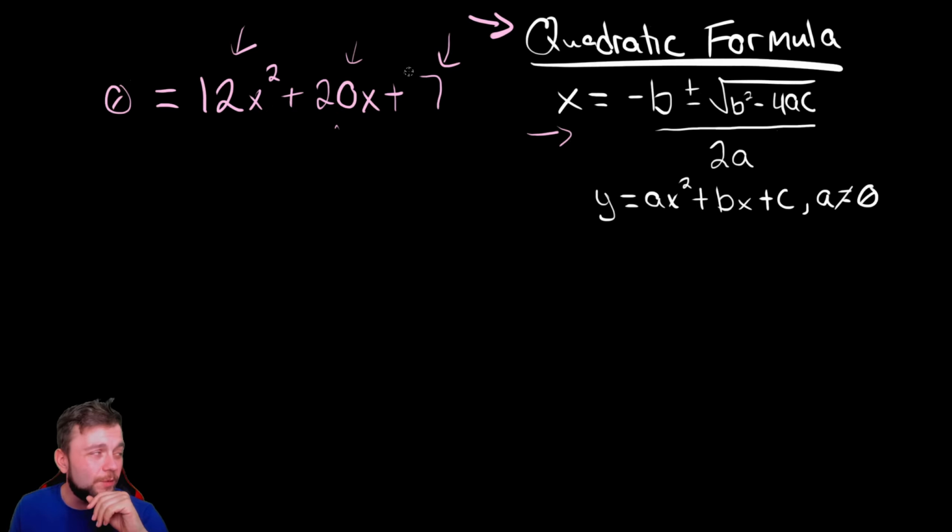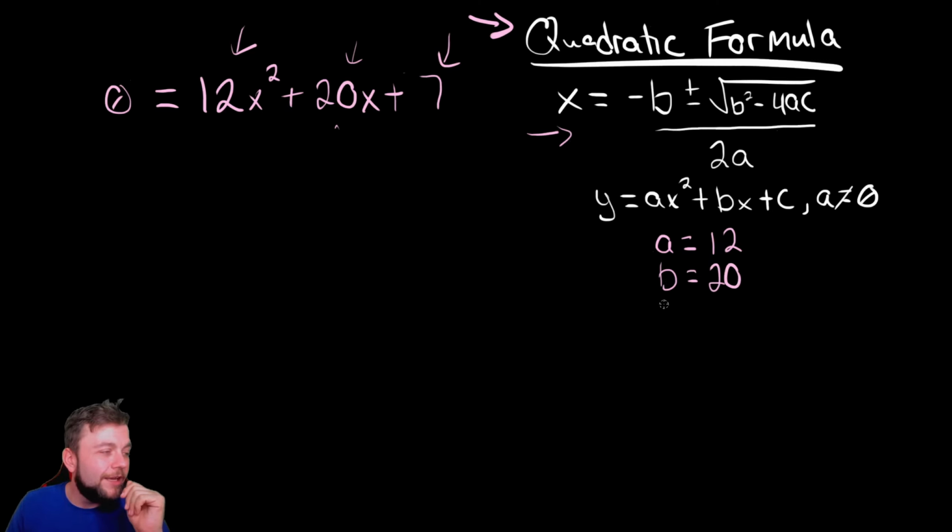So we could solve this right now. Let's just do that. Our a in this one is 12. Our b equals 20. And our c equals 7. Okay? And we want to plug this all in, and this is going to look a little bit ugly. I'll change the colors.